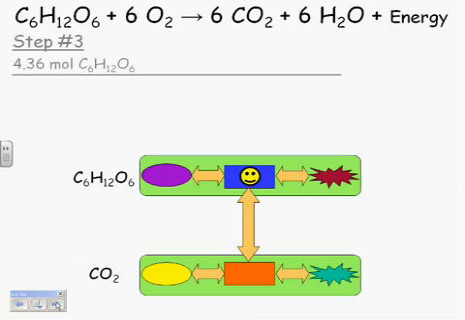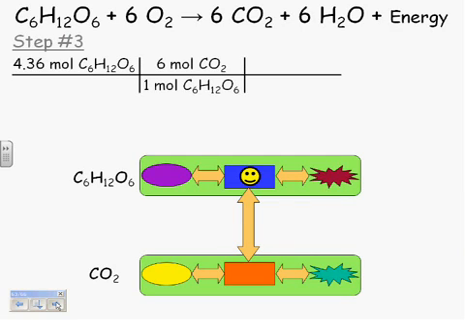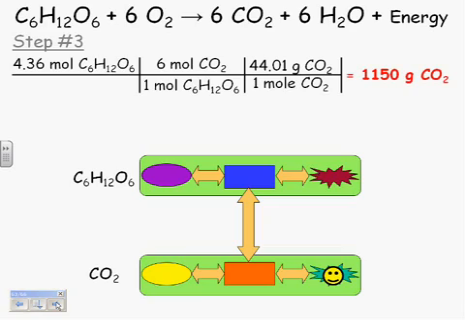So now that I know my limiting reactant, I'm going to take it and I'm going to calculate how many moles of carbon dioxide I can make. I have a 1 to 6 mole ratio. For every 1 mole of glucose, I can make 6 moles of carbon dioxide. So 1 mole of glucose makes 6 moles of carbon dioxide. And then I can go from moles of carbon dioxide, get across the bridge there. I'll go from moles of carbon dioxide into mass using its molar mass. Carbon dioxide is 44.01 grams per mole. So this will make 1,150 grams of CO2.